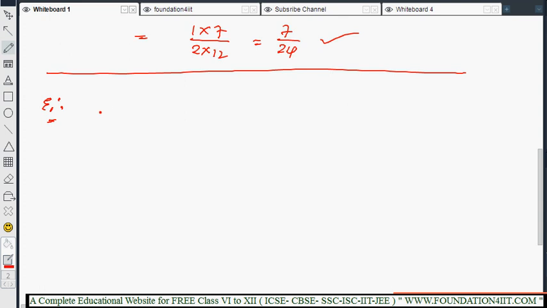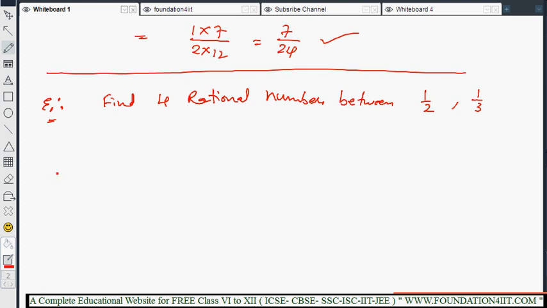Find 4 rational numbers between 1 by 2 and 1 by 3. So between these two, I need to find out 4 rational numbers.